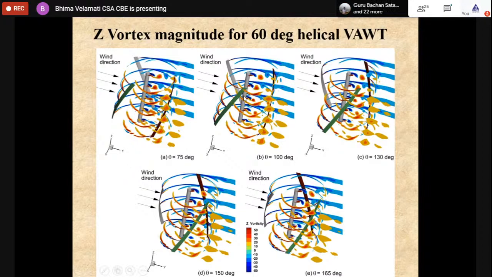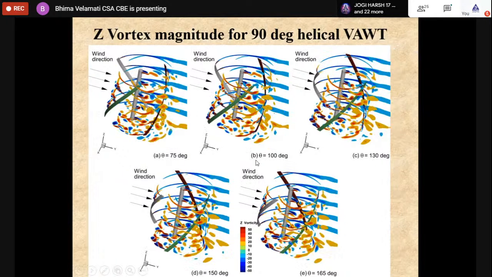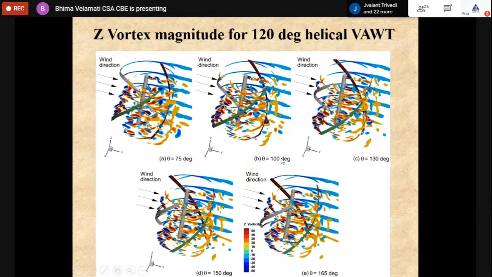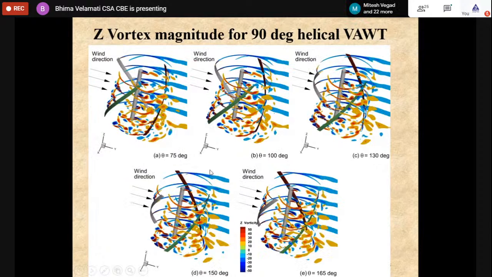These are quite complex. In general, I will make a comment. For 60-degree, the vortex interaction is less. For 90, the vortex interaction is more. And for 120, the vortex interaction becomes enormously high. With this, you can understand that the vortex interaction from a leading edge turbine blade would be high with the other blades. That can be seen very, very clearly.